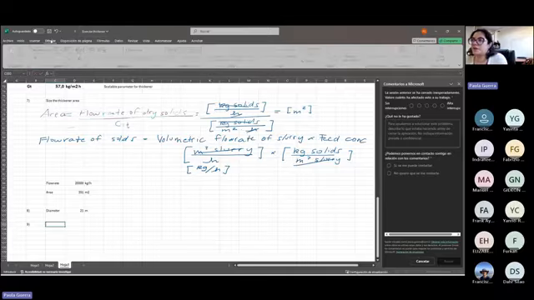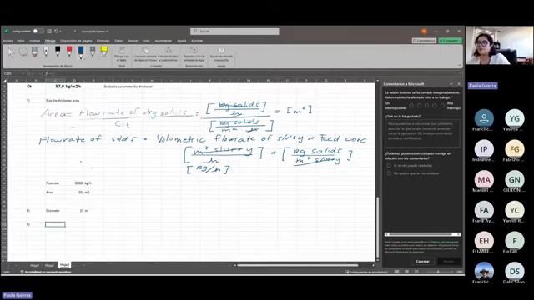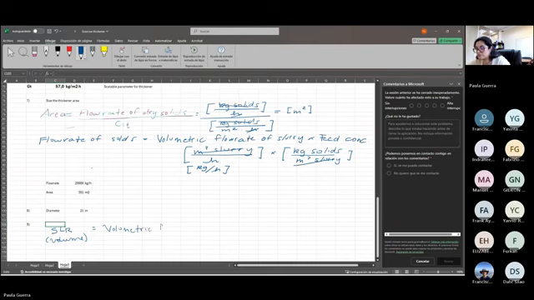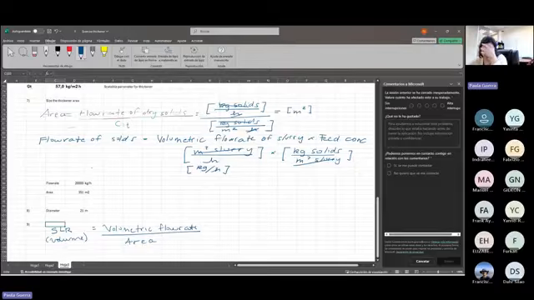Now I can draw. So this SLR in terms of volume is equal to the volumetric flow rate divided by the area of the diameter of the thickener.